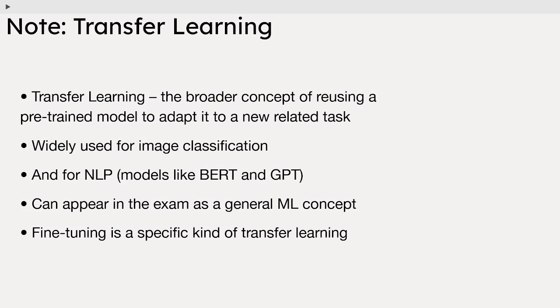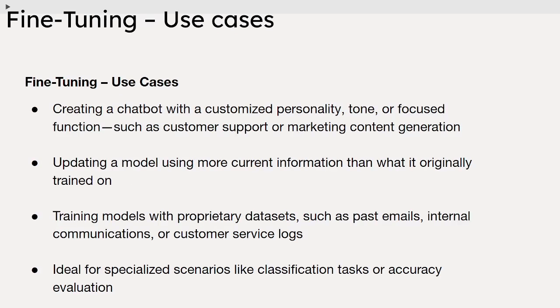Transfer learning is the broader concept of reusing a pre-trained model to adapt it to a new related task, widely used for image classification and NLP. Models like BERT and GPT use transfer learning. Yes, this is an important concept that can appear in the exam as a general machine learning concept. Fine-tuning is a specific kind of transfer learning. We will see that in detail.